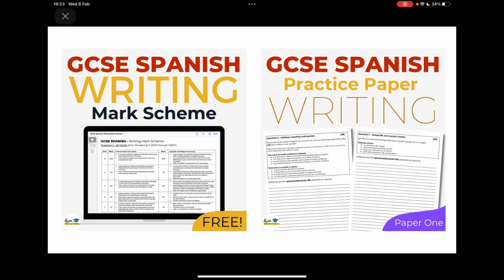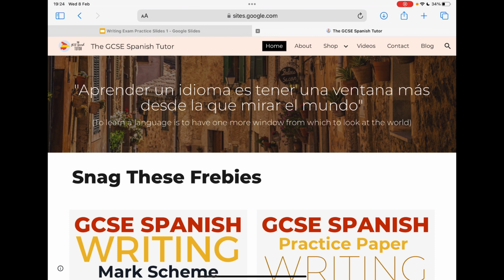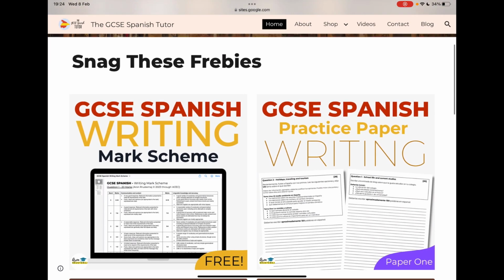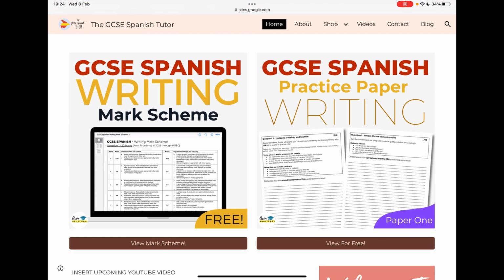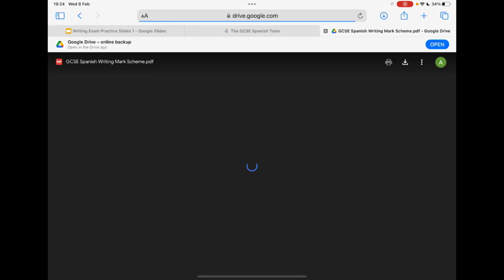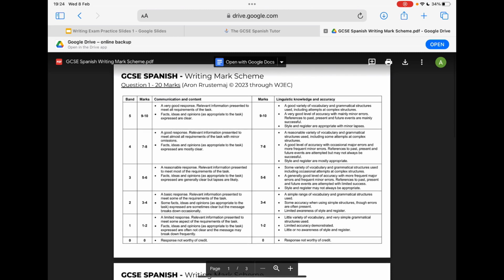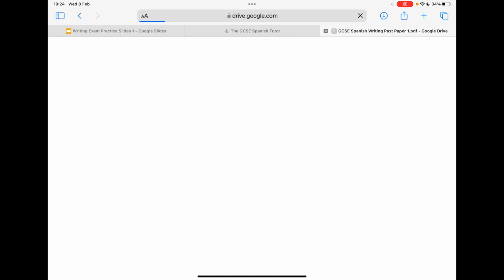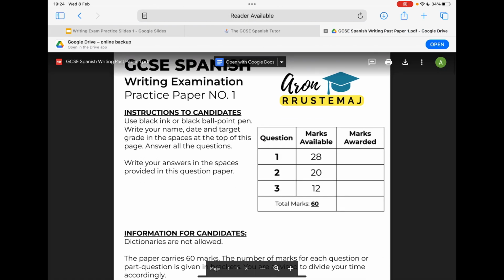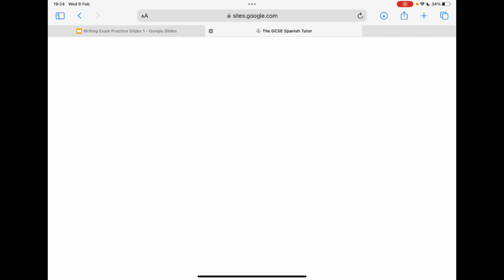Let me just show you how you can actually access them. So, on your device, I'm on my iPad, but it'll look roughly the same if you're on your phone or your computer. You're literally just going to go to the front page, and what you're going to find is a section that says snag these freebies, and you just literally want to click on the view for free, view mark scheme button. If you press view mark scheme, for example, it's going to open up a new tab, and it's just going to take you to the mark scheme. Same with the actual paper itself. When you click on it, it's going to take you to the paper where you've got questions, all that stuff.